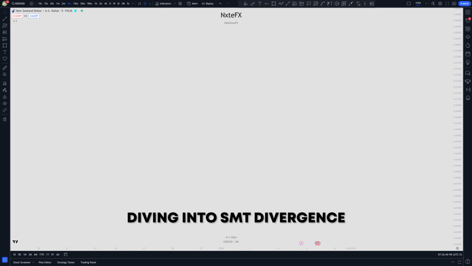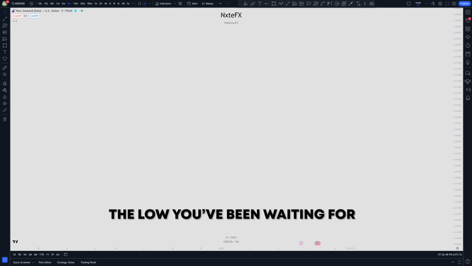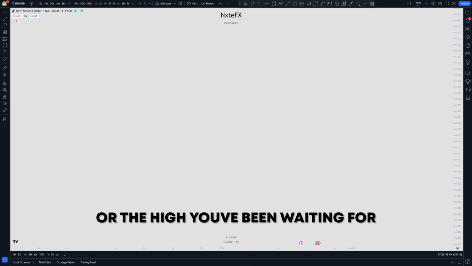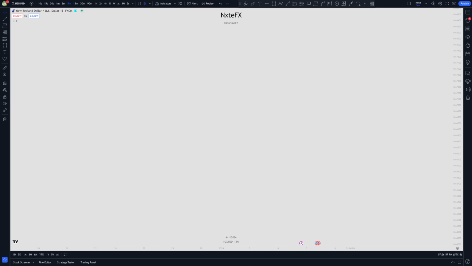Diving into SMT Divergence, you will often realize why the low you've been waiting for will never get swept, or the high you've been waiting for will never get swept. And you will often realize that price keeps pumping without a low being swept. SMT Divergence is when we have two correlated pairs that move very alike. So we're talking NAS and ES, EU and GU, AU and NZ, and so on.